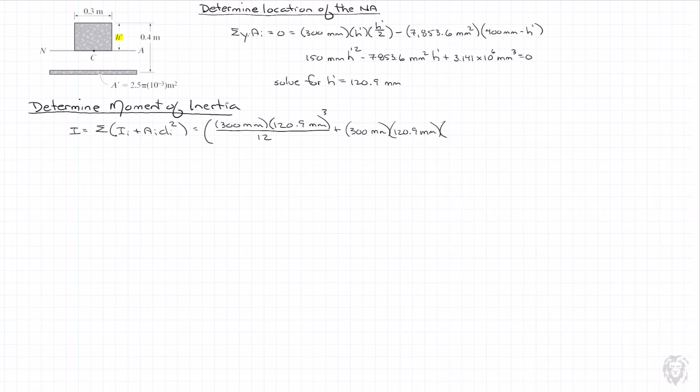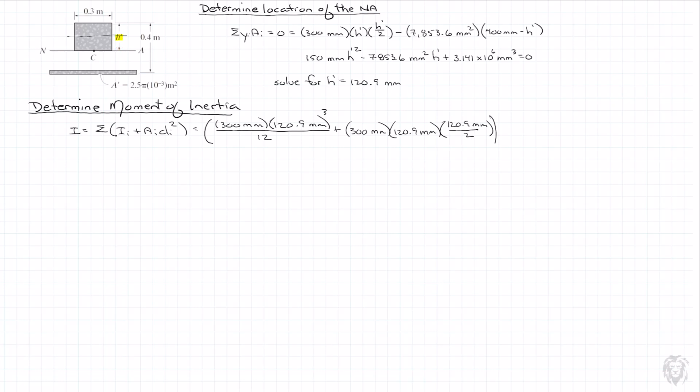multiplied by the d prime. So if we look at our diagram, we can see the d prime is the distance between the neutral axis and the height, or half the height up, or half of h prime. So we'll put that in here. And so that is h prime over 2. So I'll just substitute right in for h prime, which is, again, the 120.9 millimeters divided by 2.